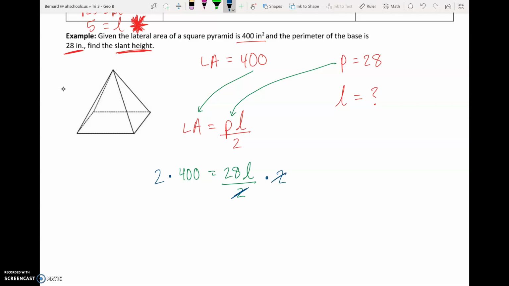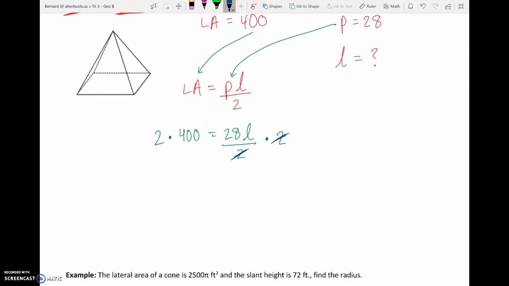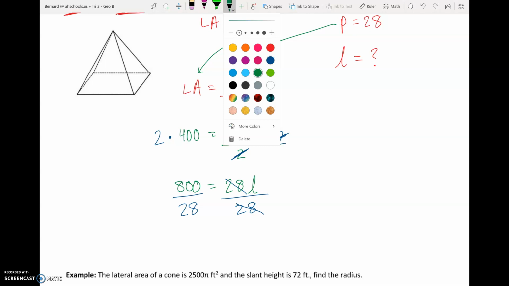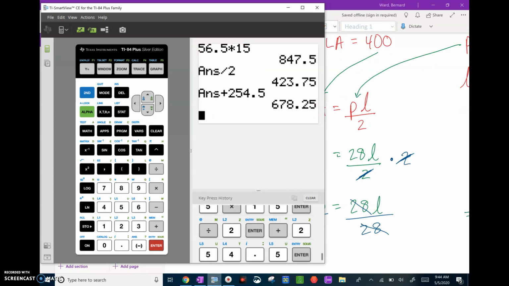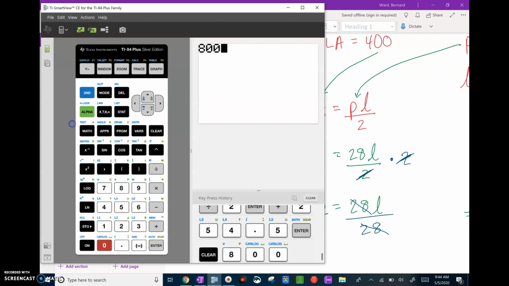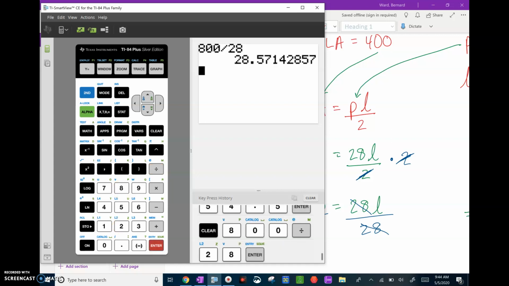And when we times by 2 on the right, divide by 2 and times by 2 just cancel. So that's going to equal 28L. And then 2 times 400 is 800, right? So then if we want L by itself, right now we have 28 times L. So the last step is just divide both sides by 28. And the 28s will cancel, leaving us with L. And 800 divided by 28 is what L will equal. And so 800 divided by 28 is roughly 28.6.